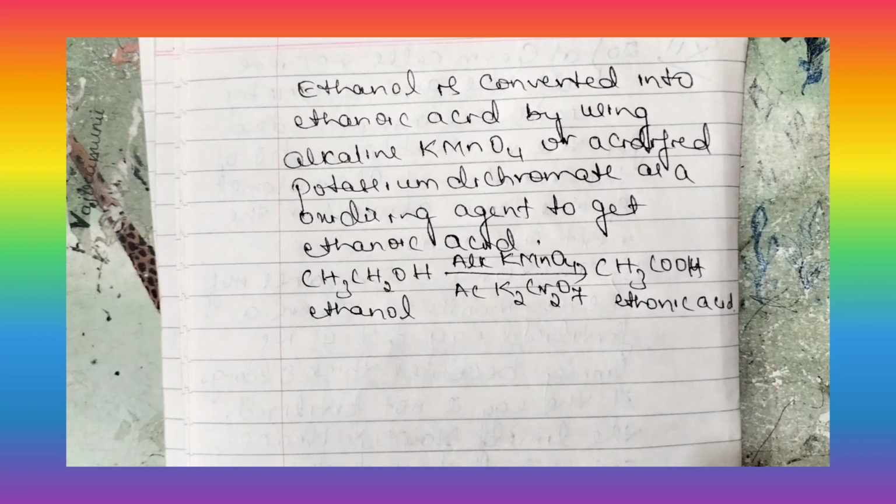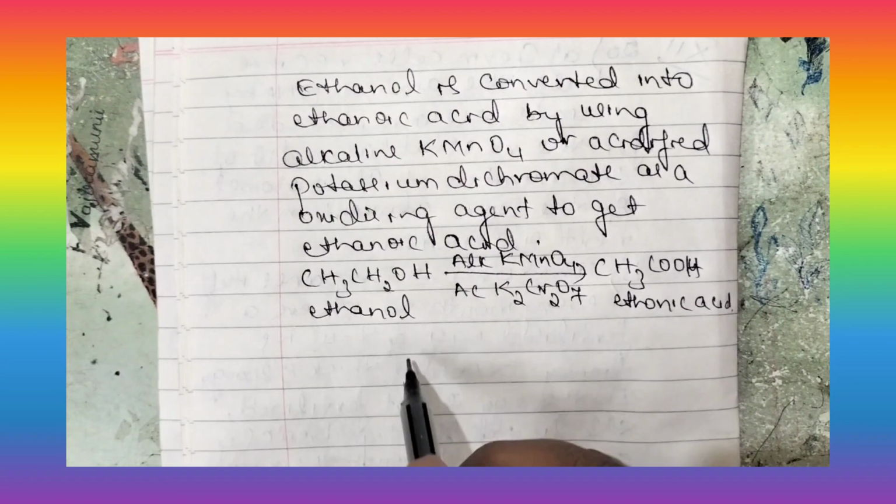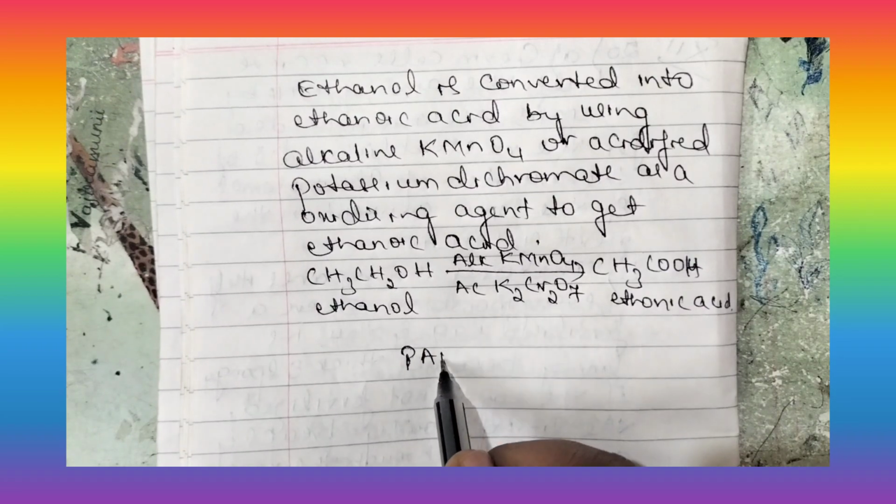That is oxidation. Removal of hydrogen and adding of oxygen is called as oxidation. So by this we have completed part B chemistry.